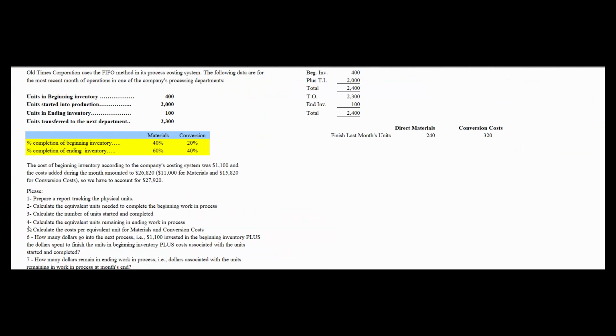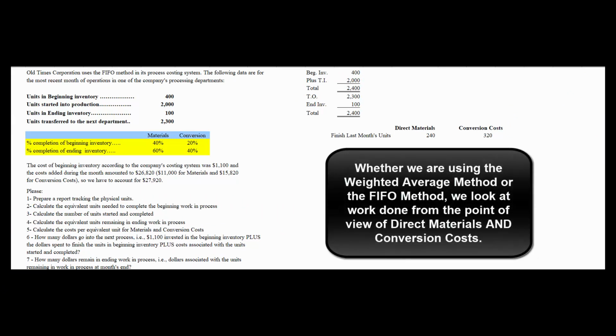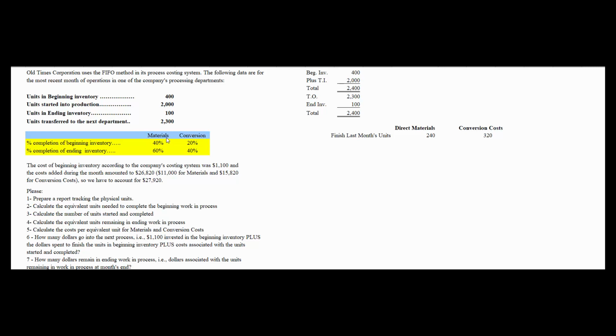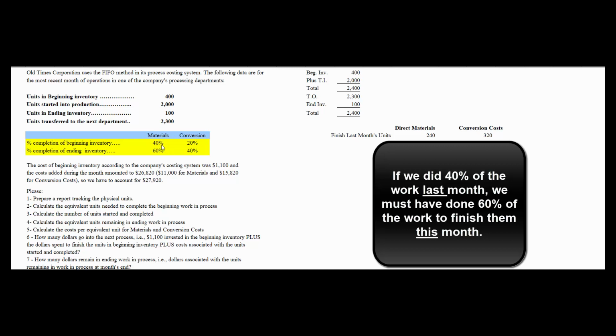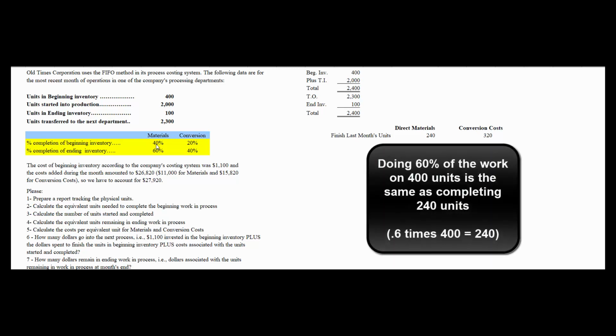Parts 2, 3, and 4 ask us to figure out how much work we did. Well, remember, in process costing, we look at the amount of work we did as far as materials and conversion costs go because we want to get as accurate a picture as we can of how much work we did. So in this problem, those 400 units were 40% complete as far as materials go. To finish them up, that means we had to do 60% of the work this month, 40% from last month, and 60% from this month. Doing 60% of the work on 400 units is the same as doing 240 complete units.